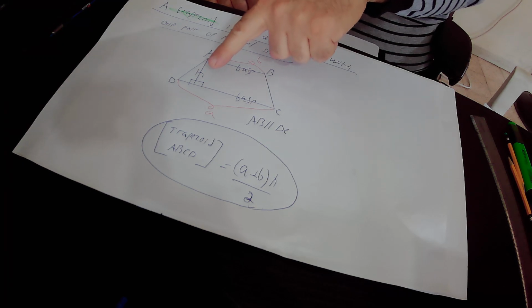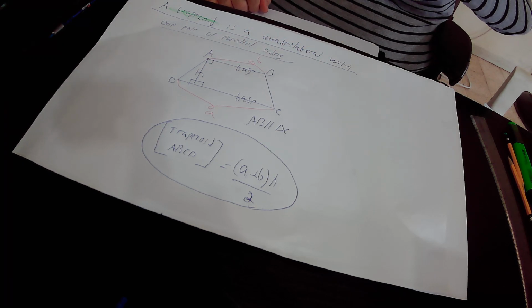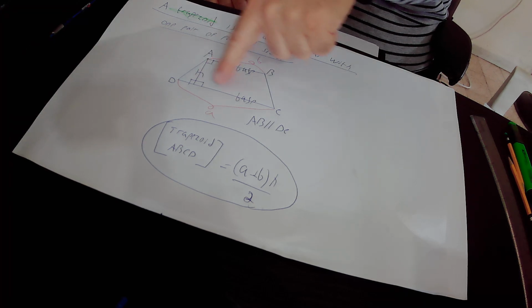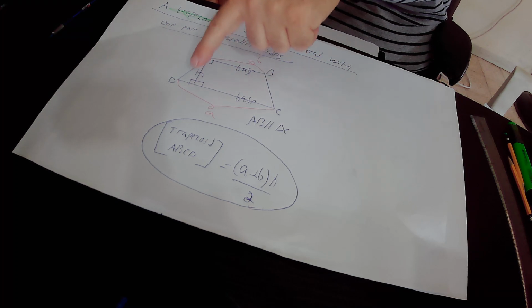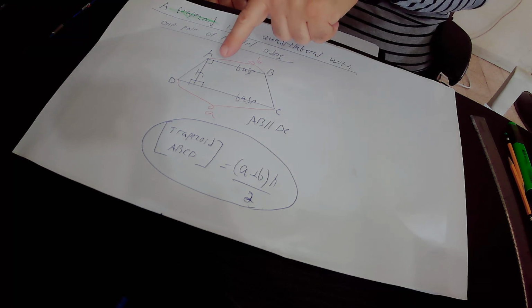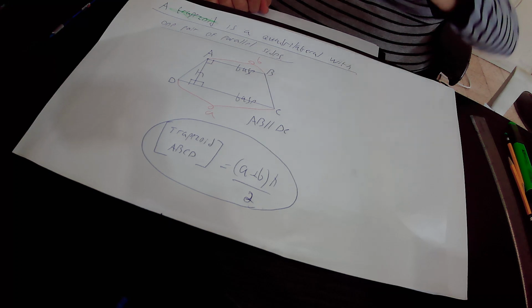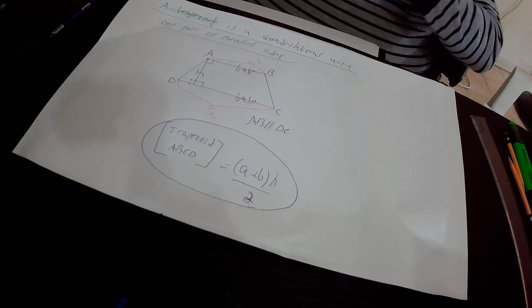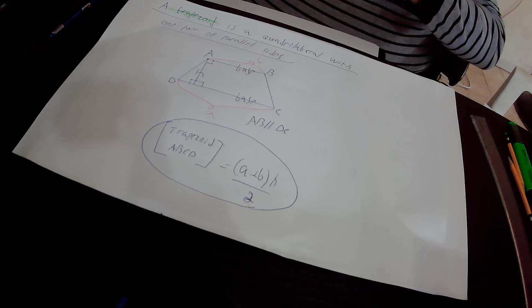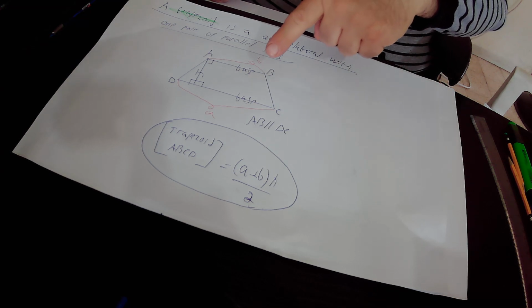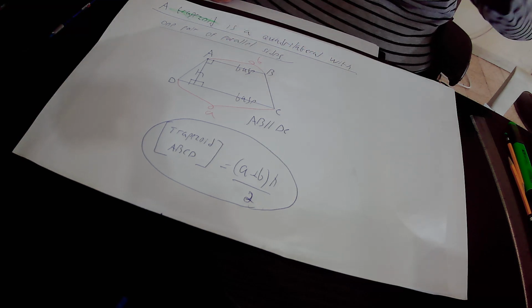The height h must create 90 degrees with the two bases. The height h creates 90 degrees with base DC. This angle equals 90 degrees, and this angle also equals 90 degrees. And it creates 90 degrees with the base AB, because this angle equals 90 degrees. So in conclusion, a trapezoid is a quadrilateral with one pair of parallel sides, and the area of the trapezoid equals the sum of its two bases, in this case A plus B, times the height h, over 2. The height must create 90 degrees with the two bases.